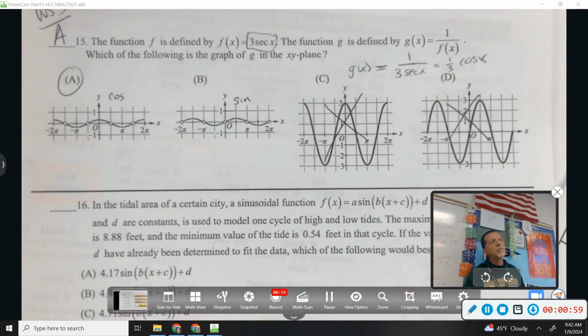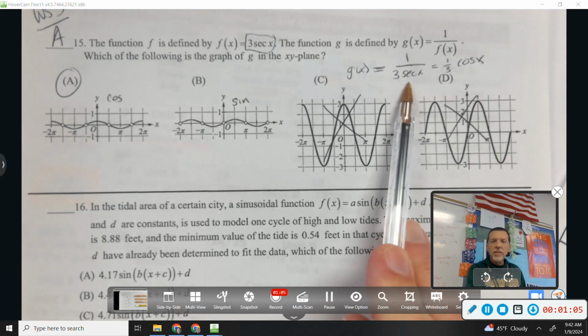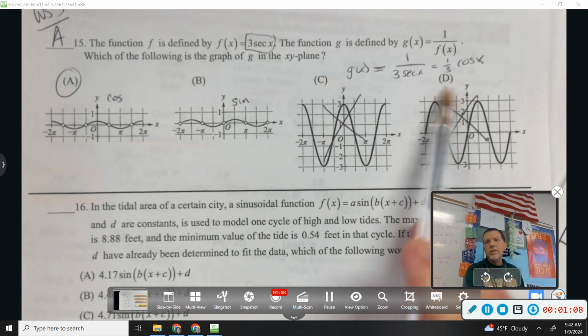So the big thing was the difference between sine and cosine, knowing secant and cosine are reciprocal partners, and then flipping the secant, but not flipping the 3. The 3 is still in the denominator.